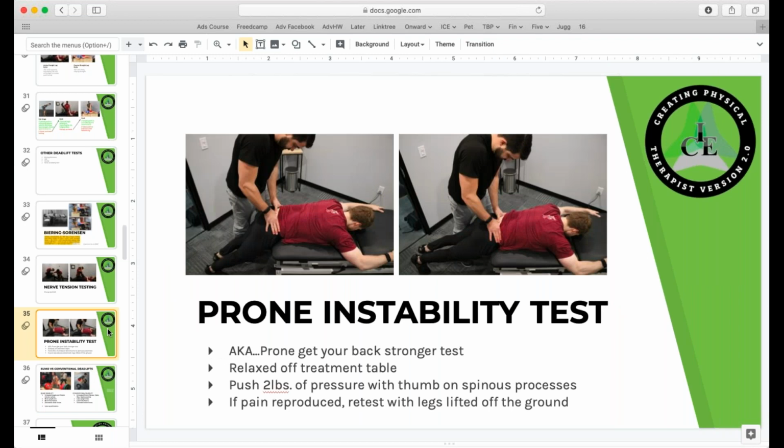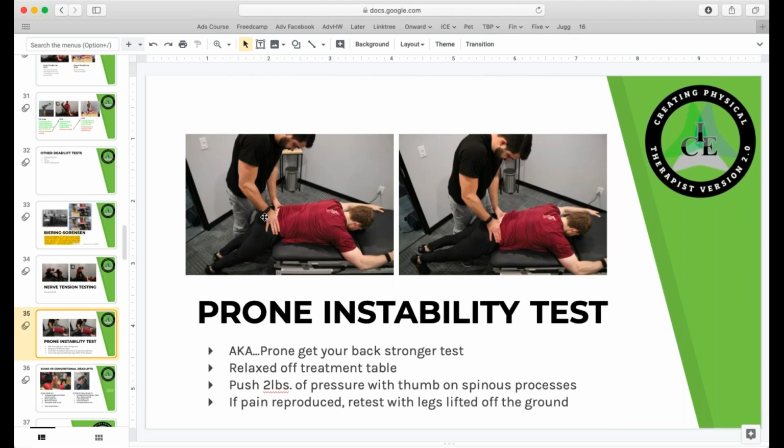I also use the prone instability test in the clinic a lot to help guide people to where they should go with the deadlift. Again, typically I do the conventional deadlift, but with people that have neural tension or a positive prone instability test, I'll have a gut feeling that the sumo deadlift works a little bit better. With the prone instability test, we basically take the two thumbs and put them on the spinous processes of the lumbar vertebrae, with the individual relaxed and laying over the edge of a treatment table. We then push straight posterior to anterior with 2 pounds of pressure, and we look for reproduction of that patient's familiar pain, what they're coming in to see you for.